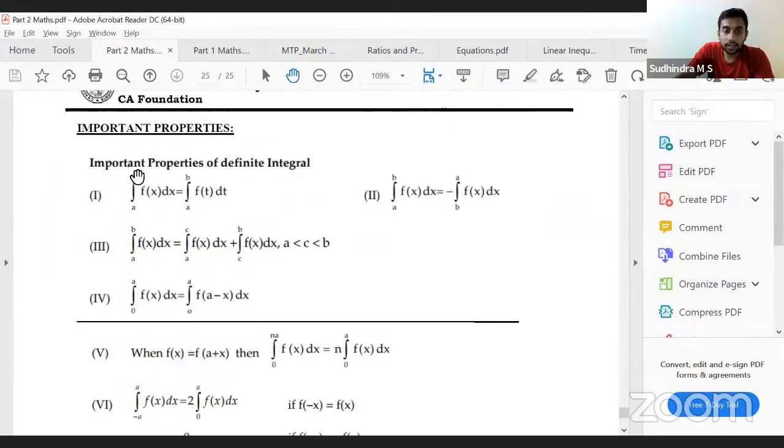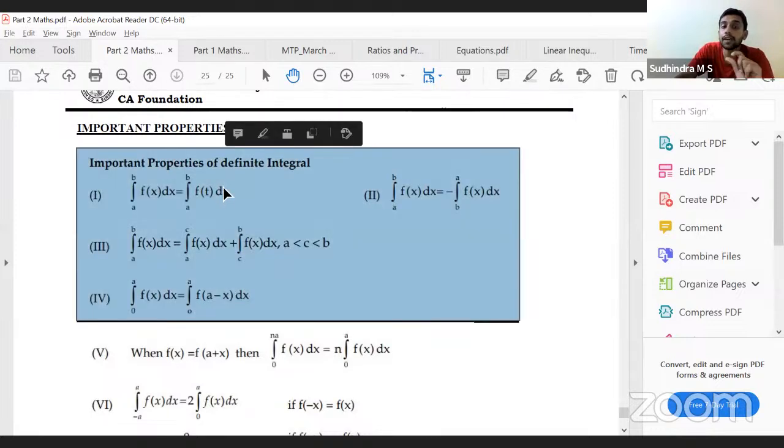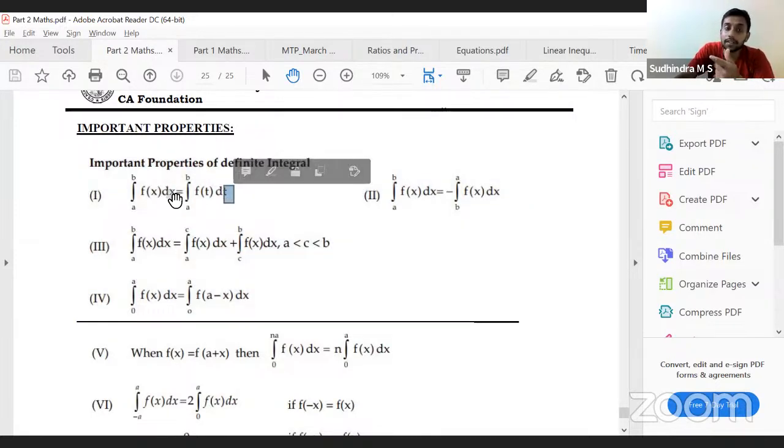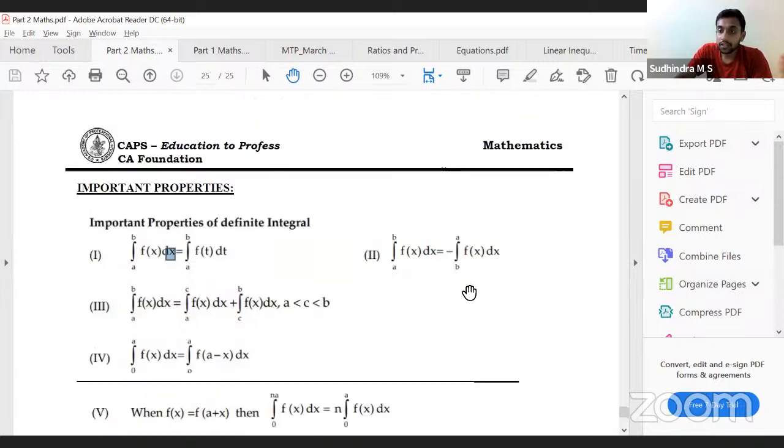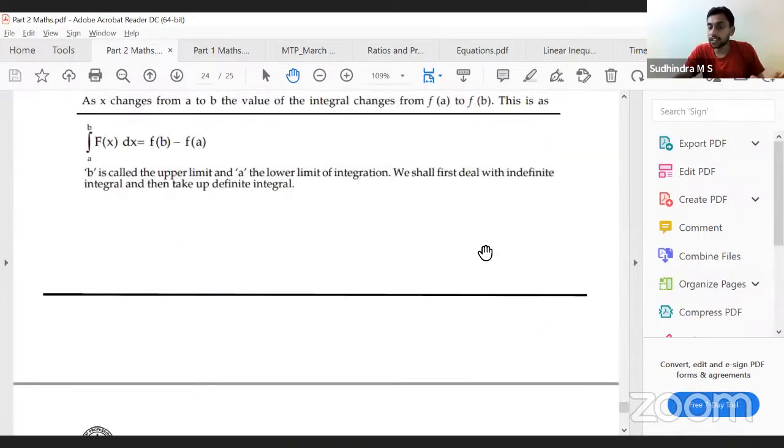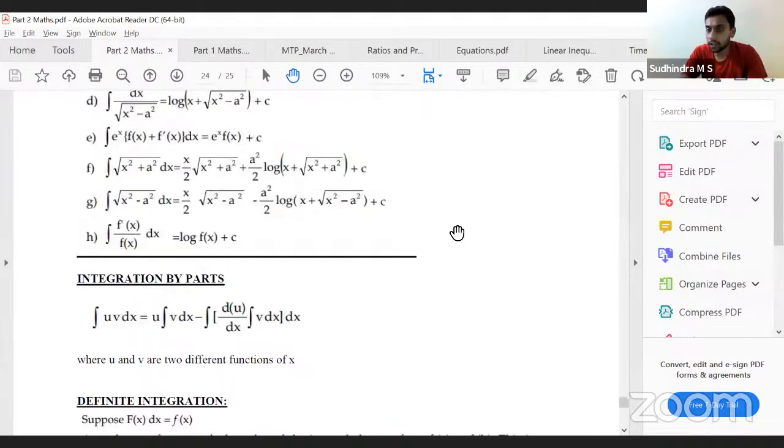So these are f of x. Integration of f of x will also be equal to the integration of f of t if the variable is t. If the variable is x, it is f of x. If the variable is t, f of t. Okay. So with regard to sets, functions, and relations, and in calculus, integration and differentiation, just go through the basic concepts. Remember the basic formulas.